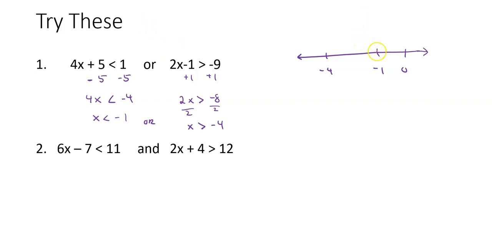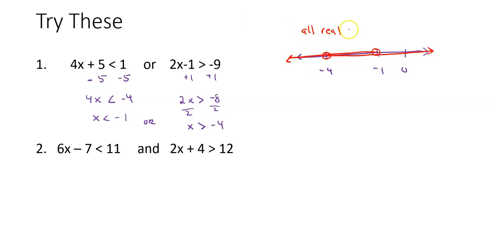Less than negative 1 is here and shade left. Greater than negative 4 is here and shade right. When I get done, the entire number line is covered because it's an OR situation. So every number is either bigger than negative 4 or less than negative 1. So the answer is all real numbers.